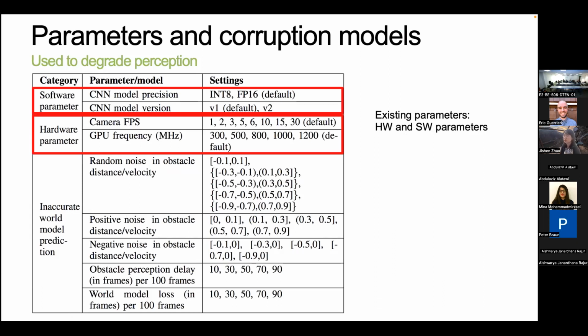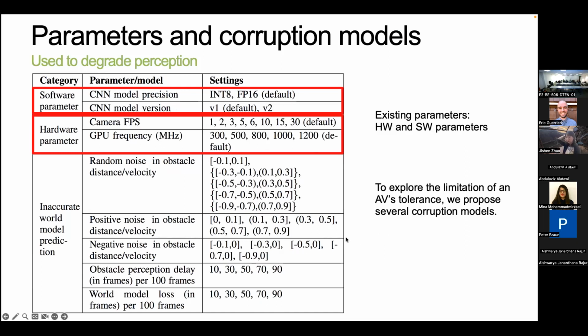In terms of the hardware parameters, in our study, we tune the camera frames per second parameter, and we also tune the GPU frequency. And those are the levels that we study in our analysis. In terms of the corruption model, we introduce some random noise and also obstacle distance and velocity change in our world model to explore the limitation of the driving safety tolerance. And these are all of the parameters we tune in terms of the noise that we introduce.